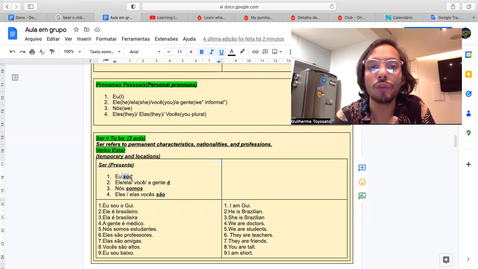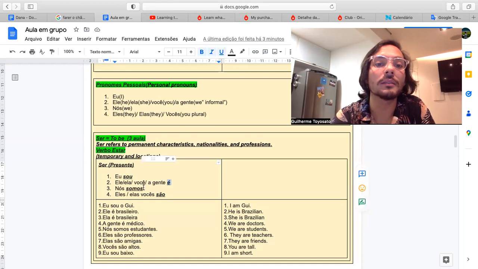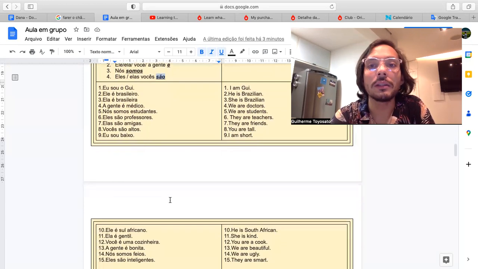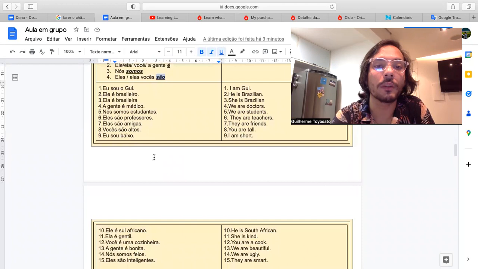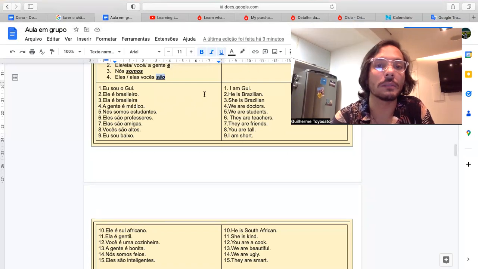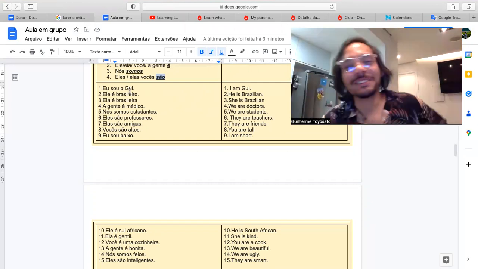Sou, sou, é, somos, somos, são, são, okay? These are little examples that I did with my students in the group class. I'm going to read in Portuguese, not in English, because you guys have the translation and reading in English would take so much time. This is a Portuguese lesson.